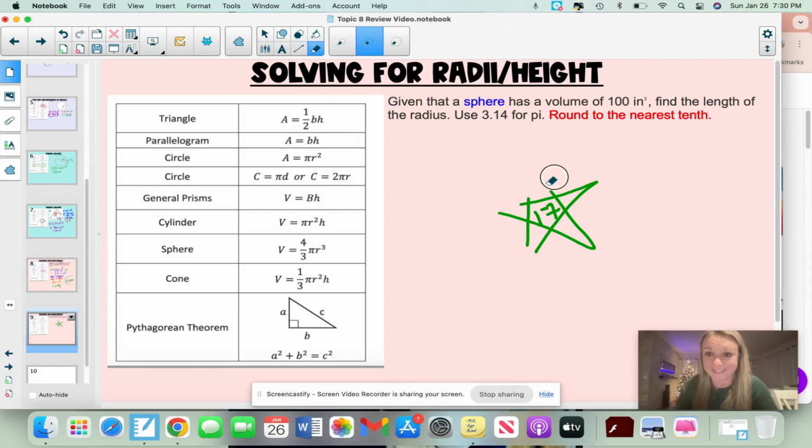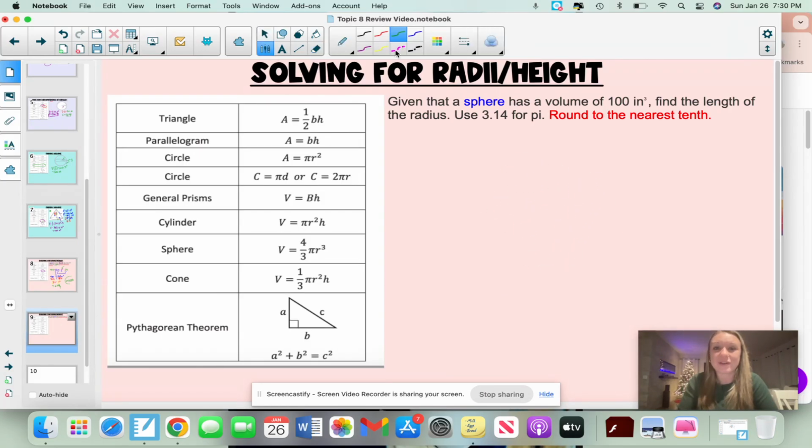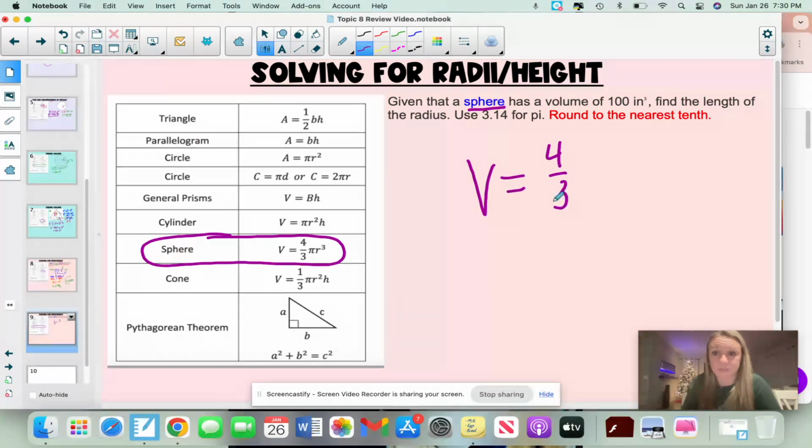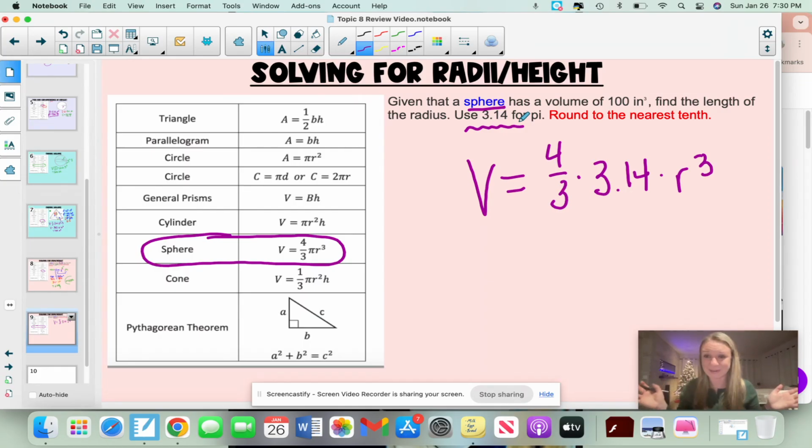Okay, erasing, go away. All right, last problem. So now you have another problem where you need to solve for something other than volume. It says, given that a sphere, okay, stop right there. We're talking about a sphere. There is your sphere formula. So you have V equals 4/3 times 3.14 times r to the third. I know that the formula says pi, but I already saw in the problem it says to use 3.14, so I just plugged it right in.